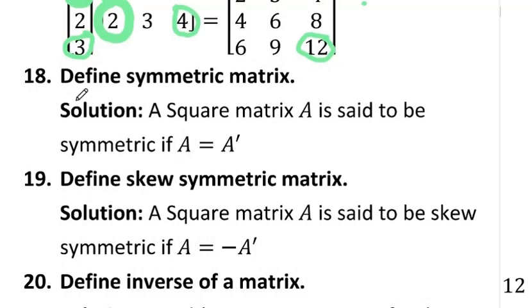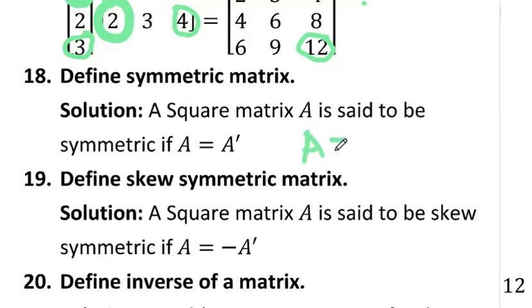Here there are some other definitions. Define symmetric matrix. The definition is very simple. A square matrix A is said to be symmetric if A is equal to A dash. What is A dash here? A dash is the transpose of the matrix. We already know the meaning of transpose of the matrix.